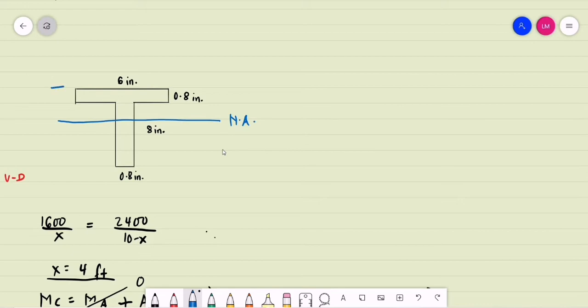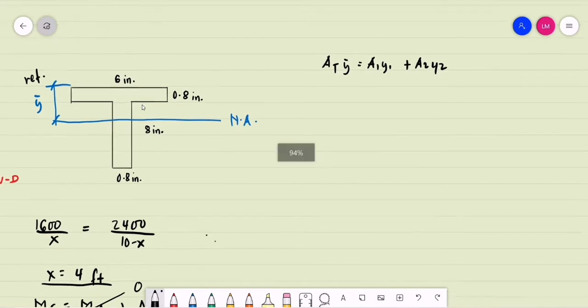Let's say this is at a distance of bar Y from the top of the beam. How do we compute for the location of bar Y? The total area of the section multiplied by bar Y is equal to, we may subdivide the area of the beam, let's say this is area 1, Y1, plus area 2, Y sub 2. I'll be using the top of the beam as our reference line.